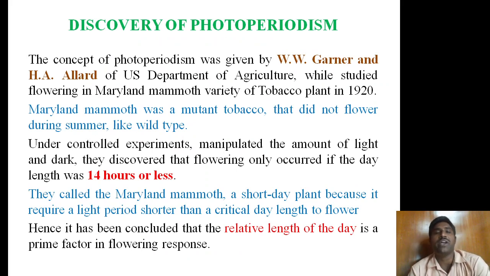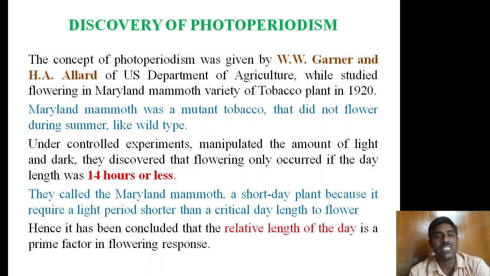Next, discovery of photoperiodism. The concept of photoperiodism was given by Garner and Allard in the US Department of Agriculture while studying flowering in Maryland Mammoth, a variety of tobacco plant, in the 1920s. Maryland Mammoth was a mutant tobacco that did not flower during the summer like the wild type. In controlled experiments, that means manipulating the amount of light and dark, they discovered that flowering only occurred if the day length was 14 hours or less. Due to the mutation, it becomes a short day plant.